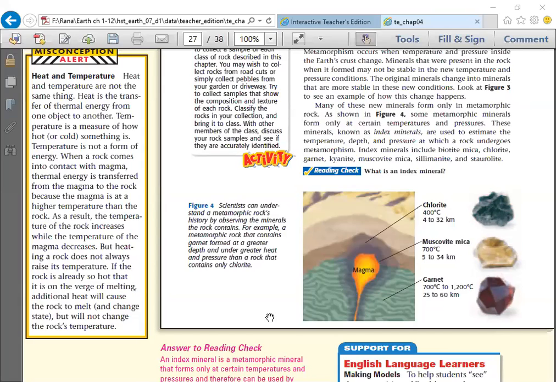Good, very good. Okay, so here, guys, who can tell me the idea of this paragraph? What is meant by an index mineral? Who can tell me what you understood from this?